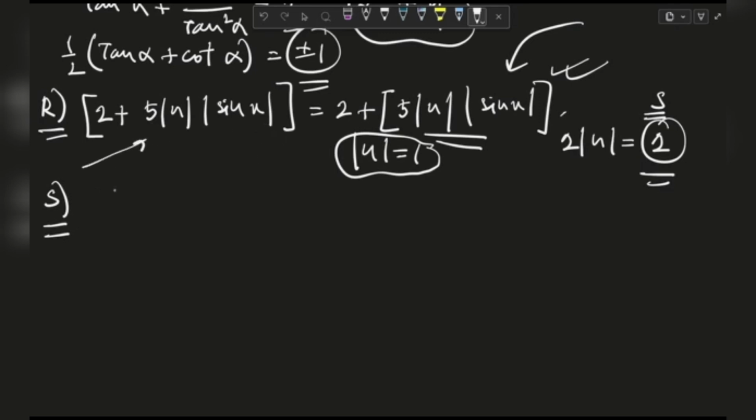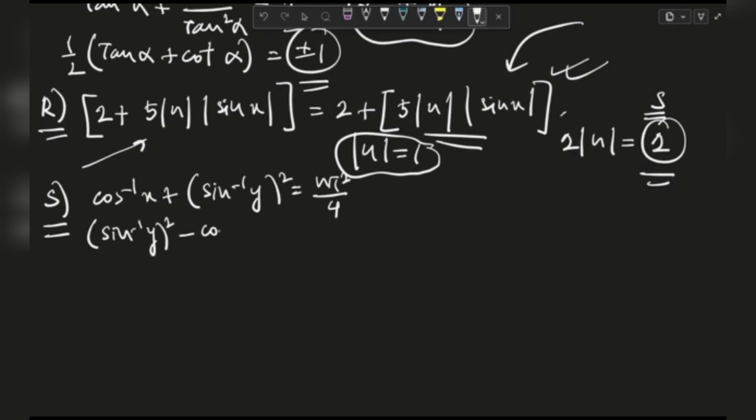In the next part we had two equations given: (cos inverse x plus sine inverse y) squared equal to, I guess, n pi squared by 4, and (sine inverse y minus cos inverse x) squared given as pi squared by 16. Now this question is given in such an easy form that it is pretty evident that we have to add these two equations, like anybody can tell.